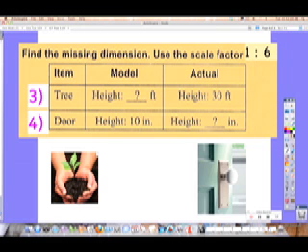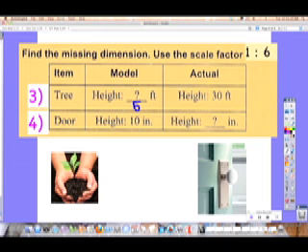Okay, so it says, scale factor is 1 to 6. So this is 30 feet to blank. And what I did is I divided 30 by 6, and I got 5. Sweet. Guys, how many got the same answer? All right, James, will you call on someone and have them tell you their setup? You did it in your head, but have them tell you setup.